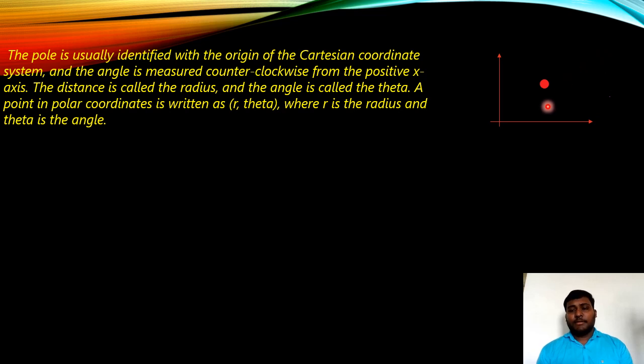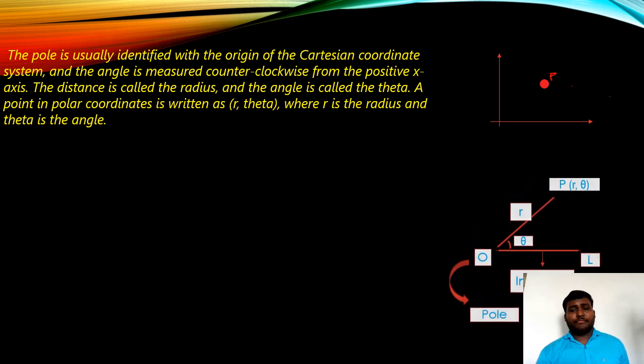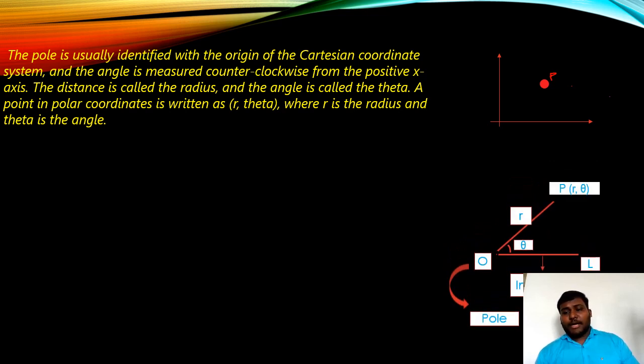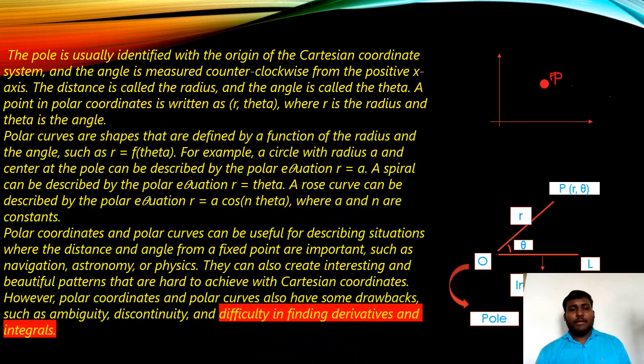As you can see here, a point, which you can name anything, I am going to name it P. In the coordinate system, P is (r, theta), where r is the radius vector, theta is the angle between the initial line and the radius vector, and O is the origin, also called the pole, and the line L is called the initial line. Polar curve.